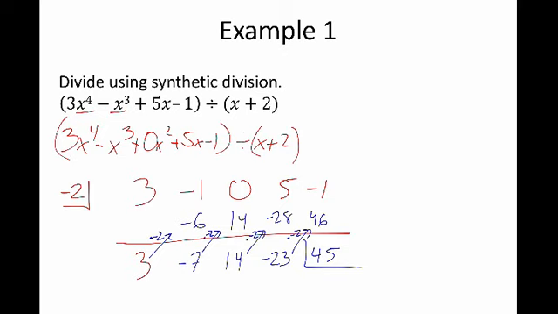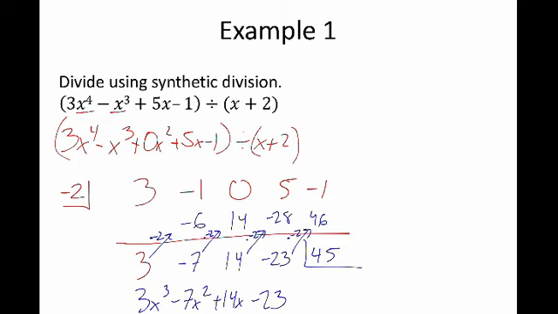Now going back to what we were talking about at the beginning, we started off with x to the fourth here, and we're dividing by something with an x. So that means our first term, what we end up with at the bottom here, is going to be our x to the third term, because x to the fourth divided by x gives us x to the third. The next term, we're just going to go down a degree with every coefficient. So we have negative 7x squared plus 14x minus 23. So again, we just keep going down one exponent every time.